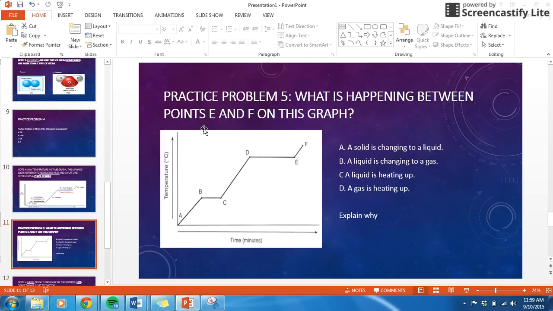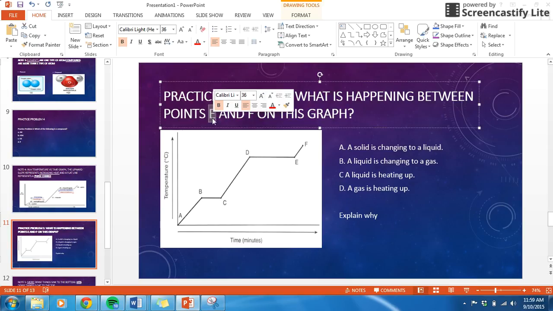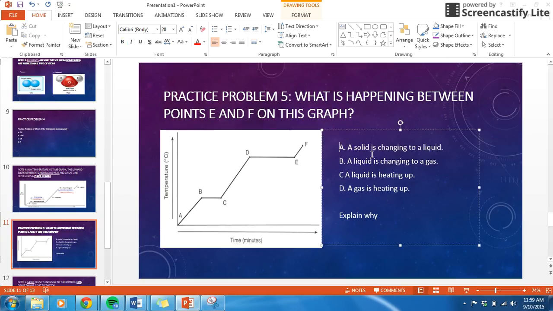Practice problem number 5. What is happening between points E and F on this graph? Is it A, a solid is changing into a liquid, B, a liquid is changing into a gas, C, a liquid is heating up, or D, a gas is heating up? And explain why. Again, what is happening between points E and F on this graph?